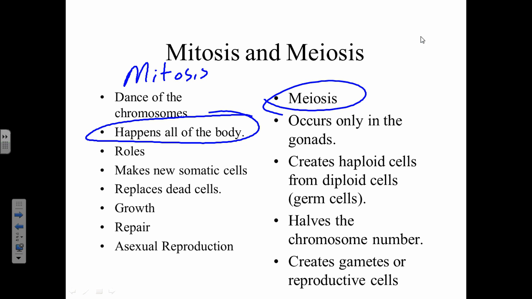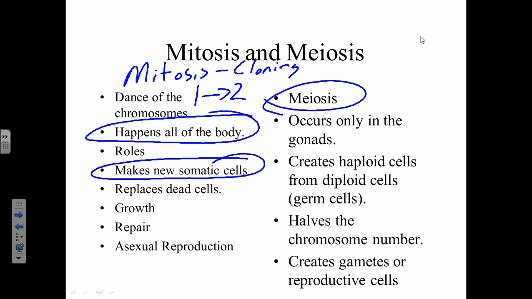It essentially takes one cell and makes how many? Mitosis takes one, and you end up with two. And how are those two that you make related to the one you started with? Just like it. We might associate the word cloning with mitosis, because that's really what it does. Mitosis takes one cell and makes two that are just like it. It makes new somatic cells, new body cells.